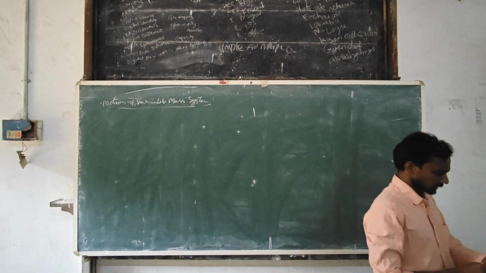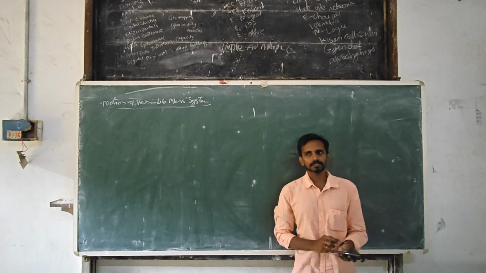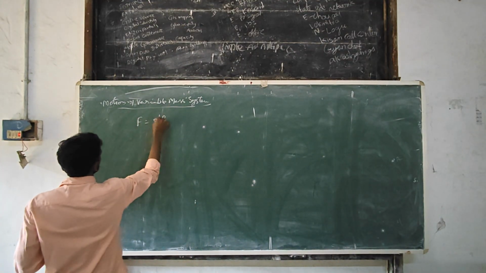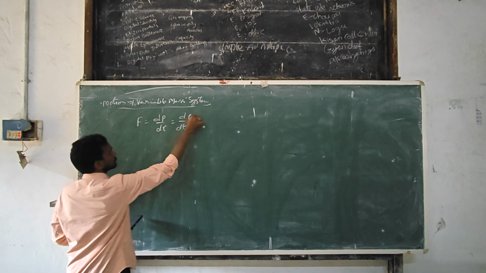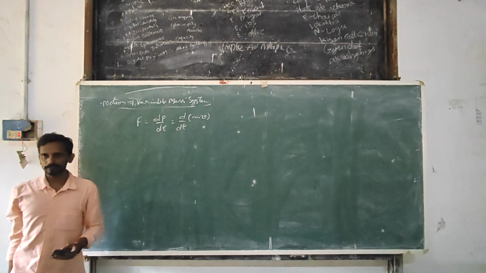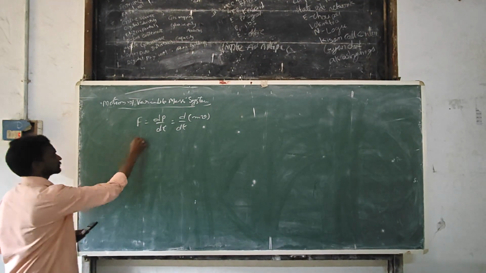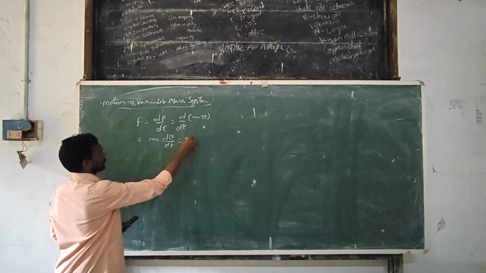So here, fundamentally, what we have seen earlier is that the mass in Newton's laws of motion is a constant. F is equal to dp by dt. This can be written as d by dt of mv, mass and velocity, which in turn will become mass times dv by dt, or ma.